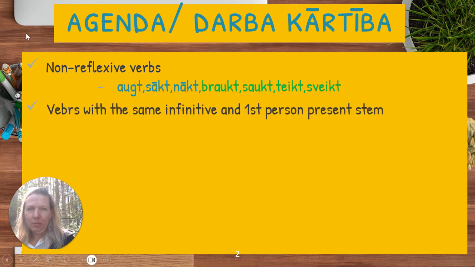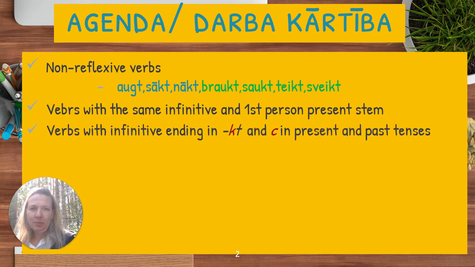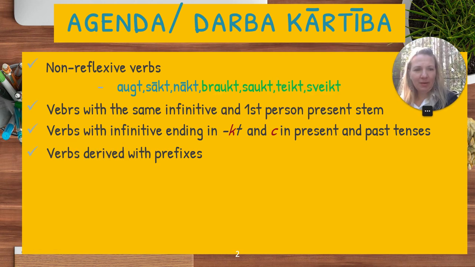The first group, augt, sākt and nākt, is verbs with the same infinitive and first person present stem. And the second group of verbs is verbs with the infinitive ending with k, t, and then k changes to t in present and past tenses. Also, we will look at how these verbs are derived with prefixes, and the most common prefixes, not all possible prefixes. That would be too much, I think.